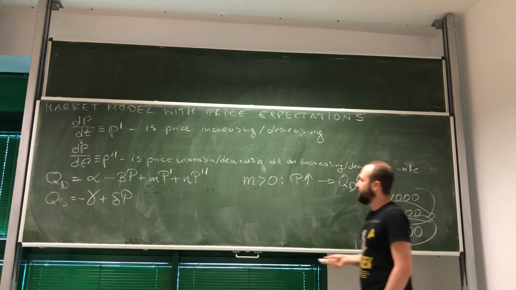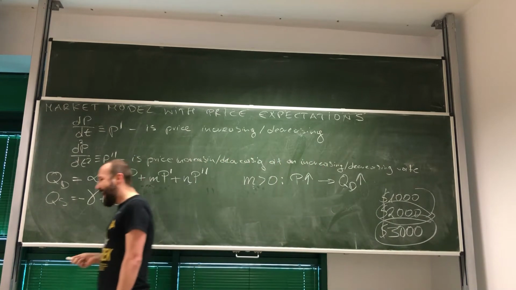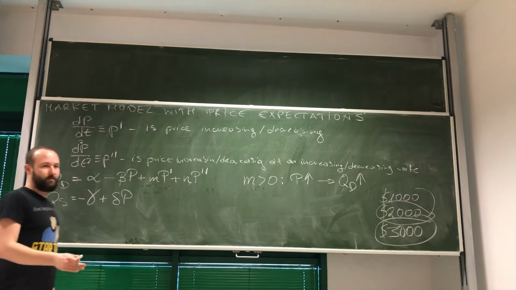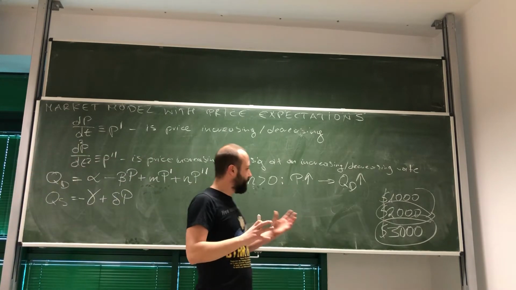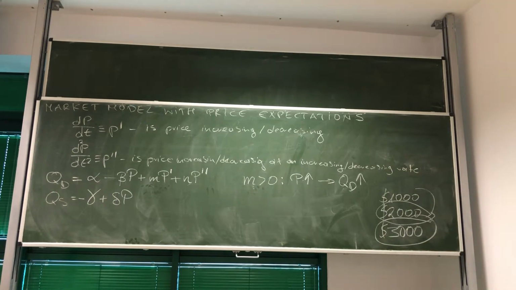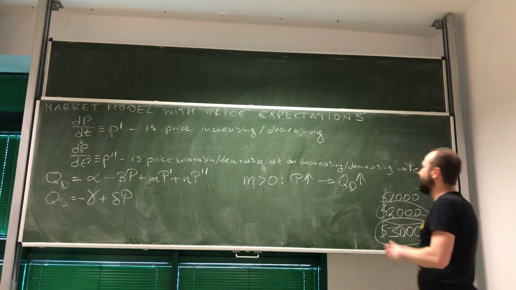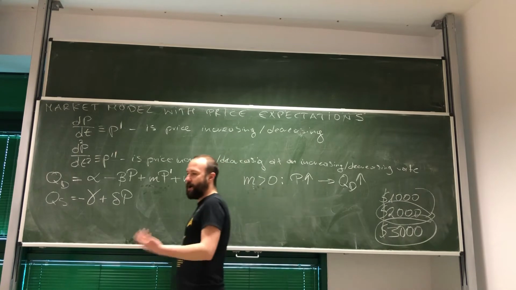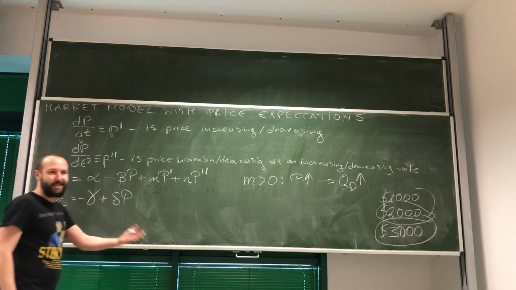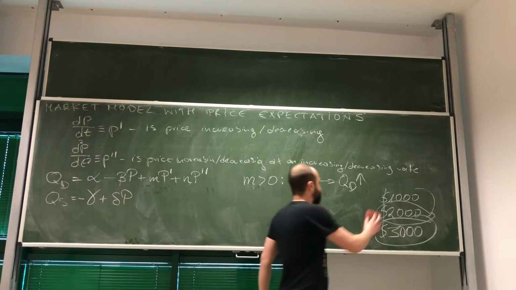So in this case, if m is positive, it means that the customers or participants of the market expect the price trend to continue. If you expect it to continue, it's better to buy more now, because you can sell it for more later.